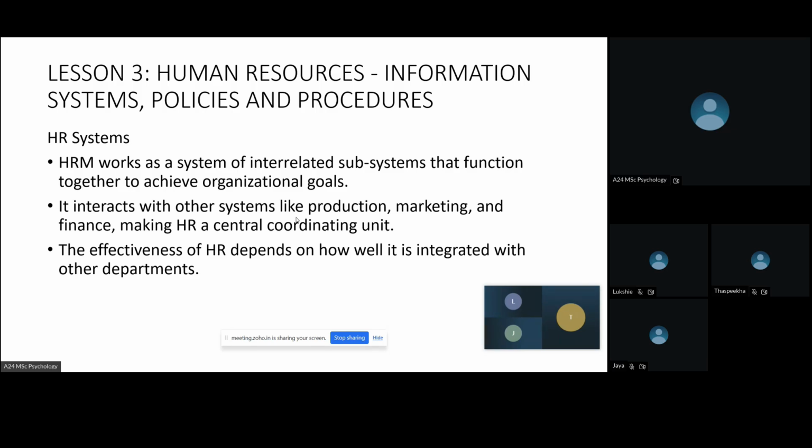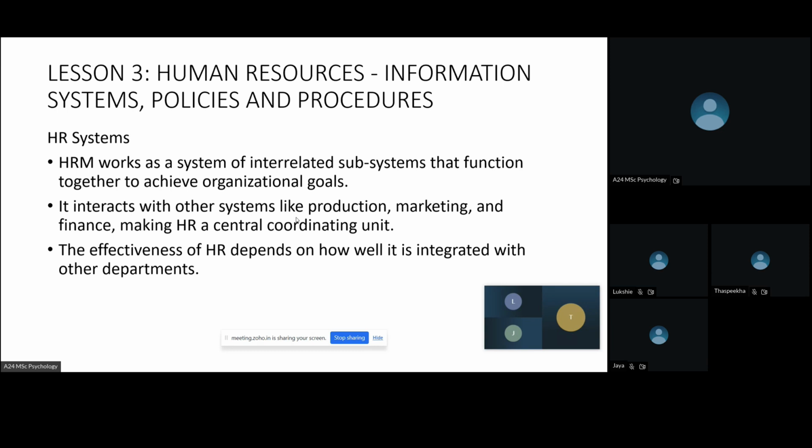For example, all the salary data from the HRIS system goes to finance for monthly payroll processing. So it is a central coordinating unit. That is what an HR system is. And then the effectiveness depends on how well it is integrated with other departments.